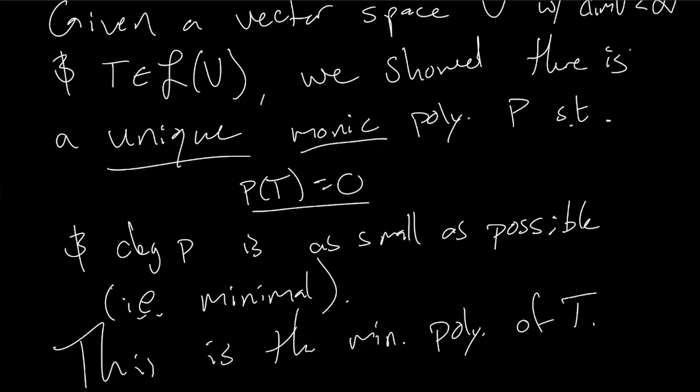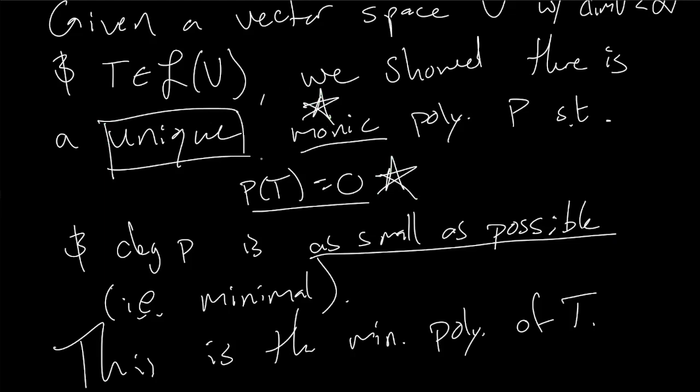So there is this special fancy polynomial that has degree as small as possible, makes P of T equal to 0, and is monic. This guy is unique. So basically it says corresponding to every operator, there is this special polynomial. All right, we'll see what this does for us.